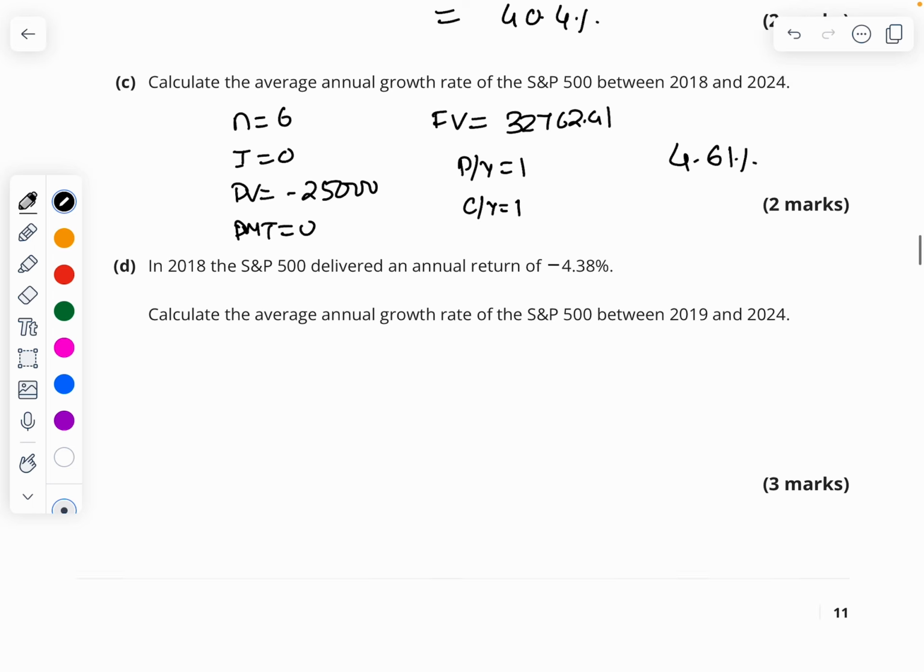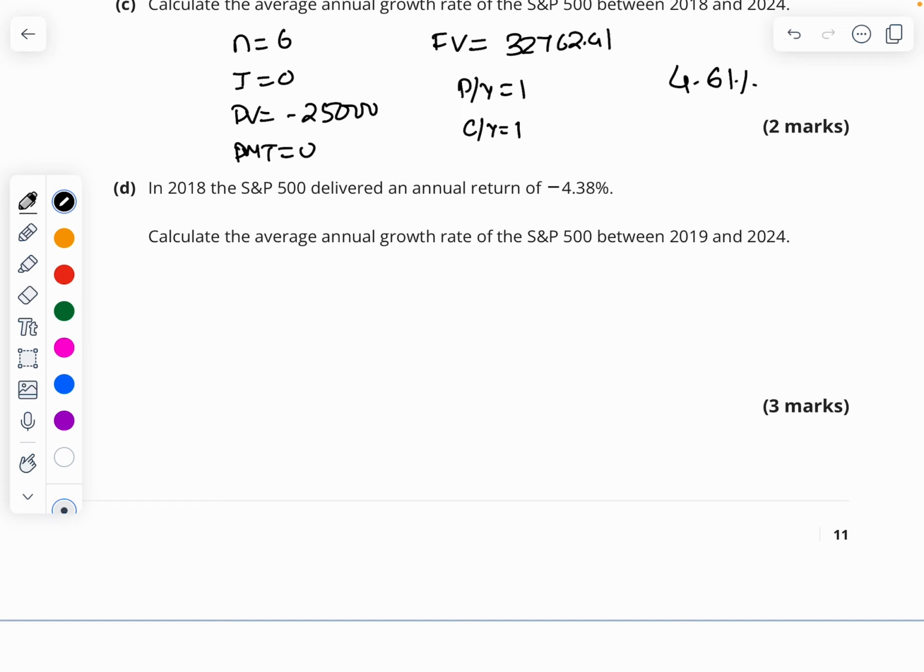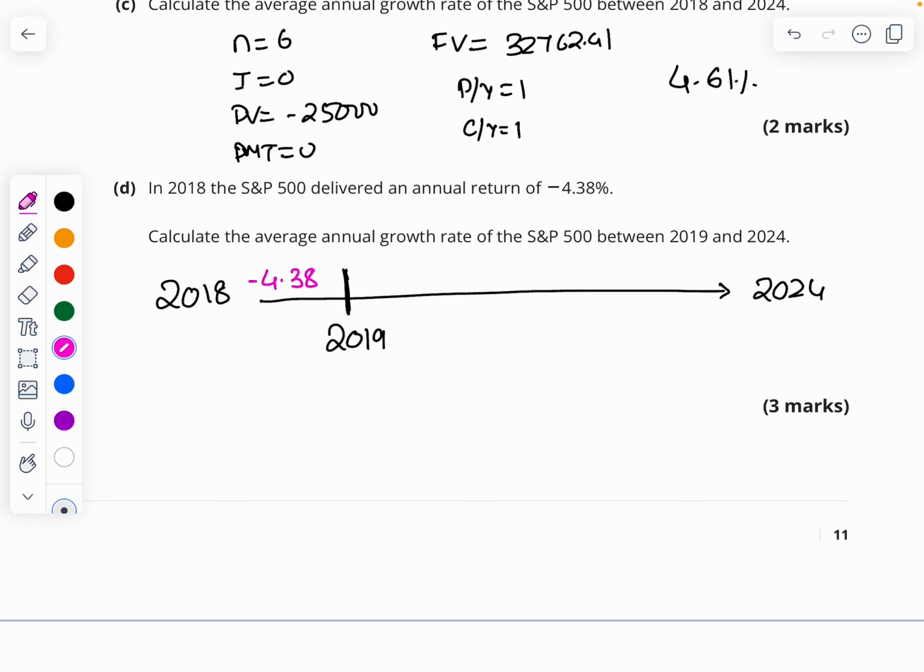4.61%. In 2018, S&P delivered an annual return of minus 4.38. Calculate the annual growth from 2019 to 2024. Basically, we started the journey from 2018 and ended it in 2024. It's a span of 6 years. But in 2019, there was a negative growth of 4.38. But finally, we'll be receiving the same amount, 32,762.41. There is no change.